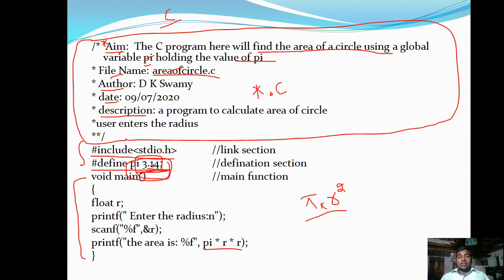With the help of this particular code, we are trying to calculate the area of the circle. In order to calculate it, we ask the user of the computer to enter the radius of the circle. Based on the input of this radius value, we can calculate the area.